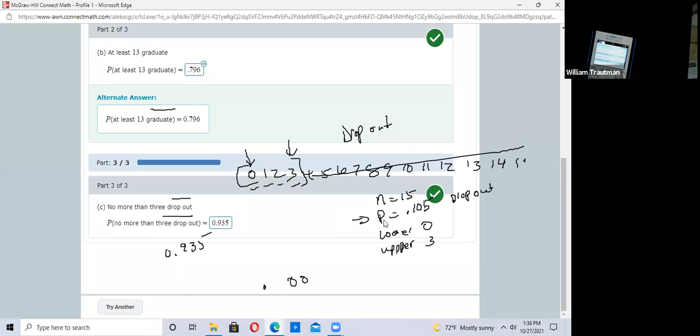So remember, you have to check the probability of a success. Here, the success is a dropout. I mean, it doesn't sound right, but we're talking about dropouts, so we have to use that probability. We used the graduate probability the first time we did it.